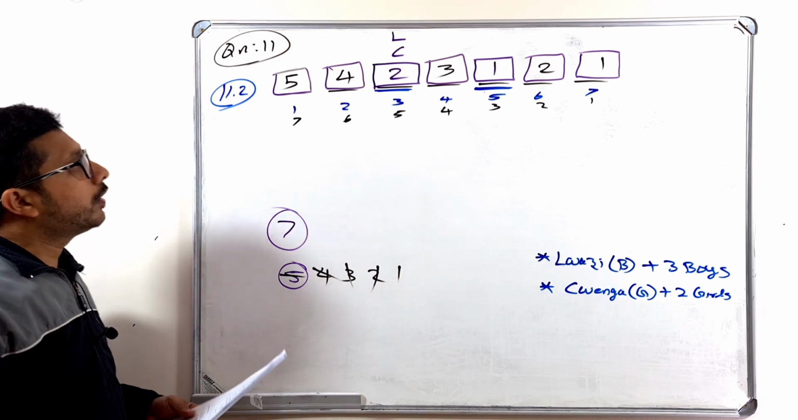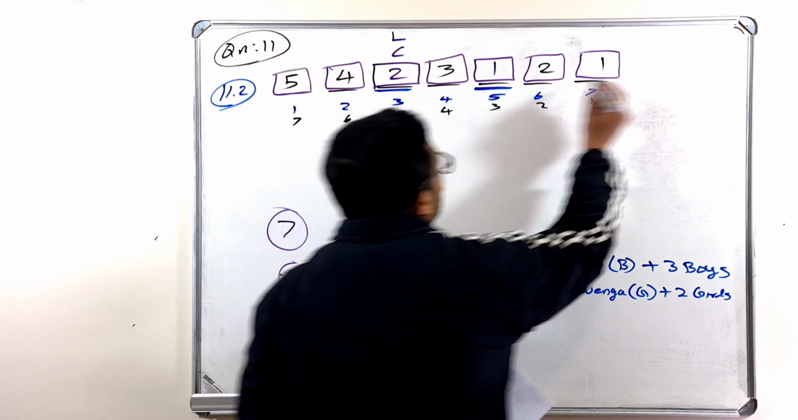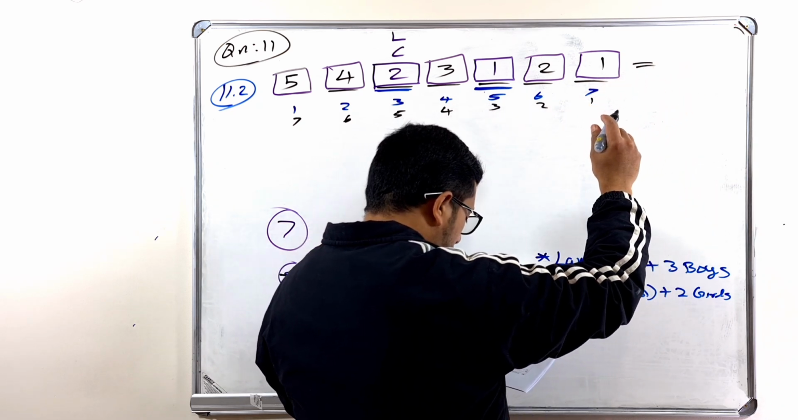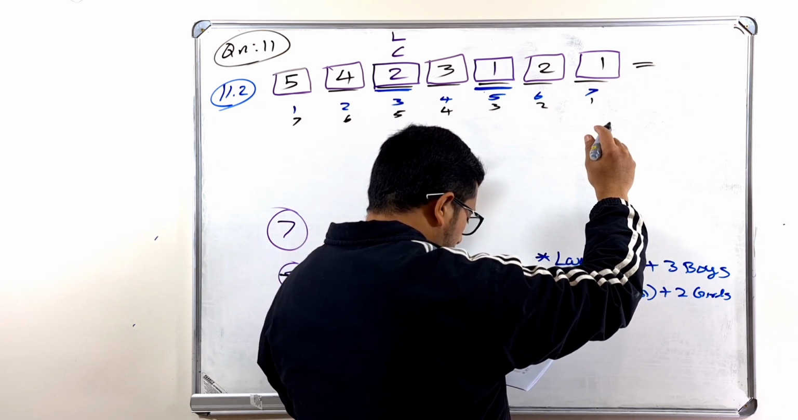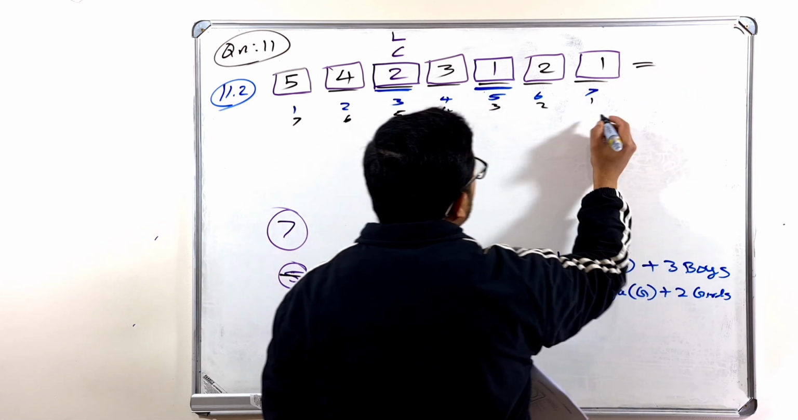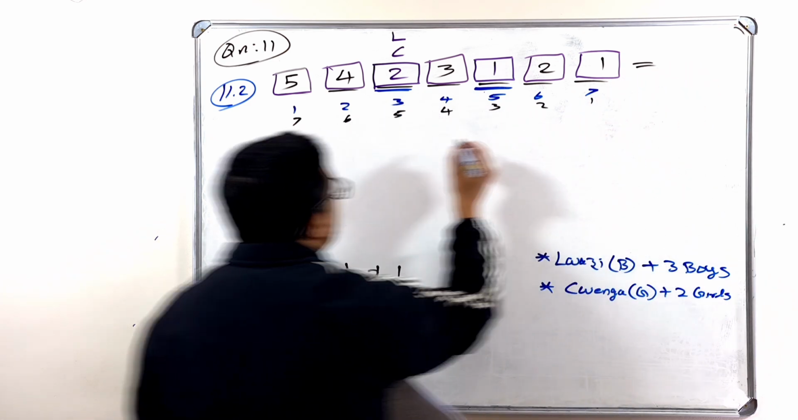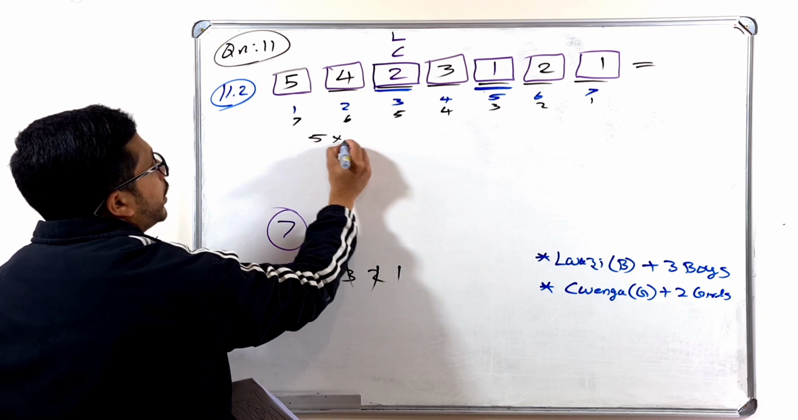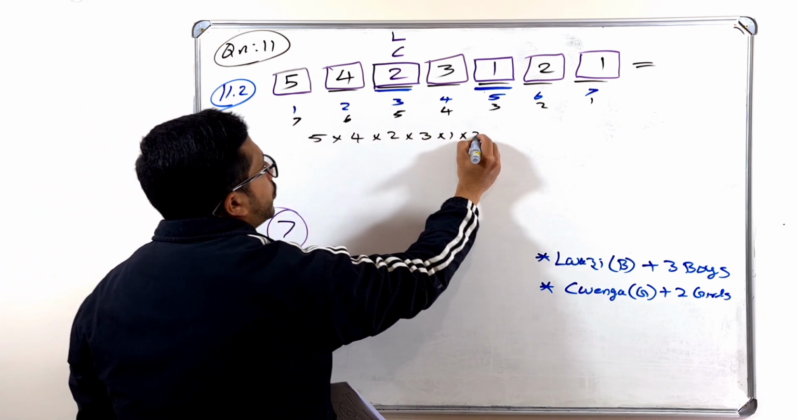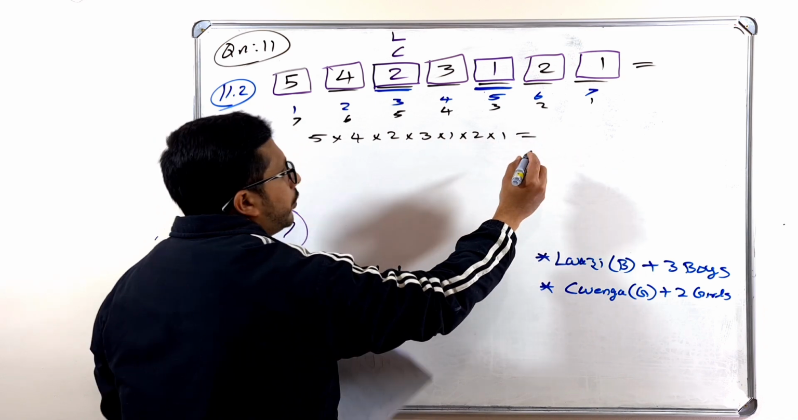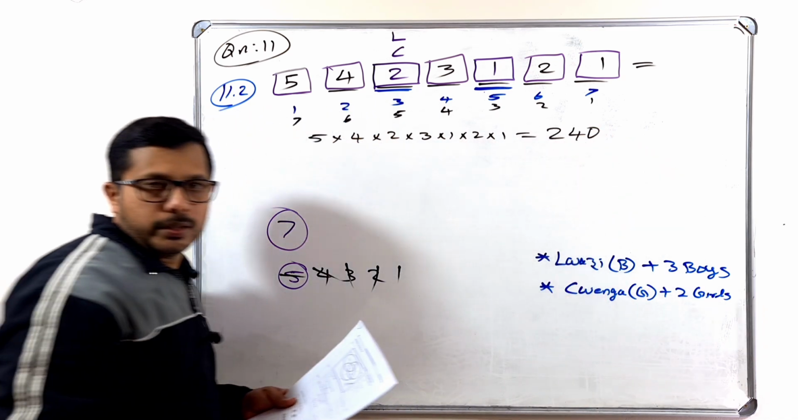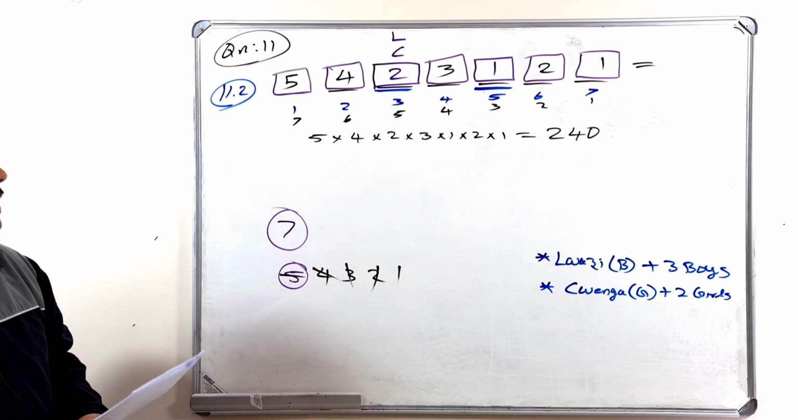For the total options, you have to multiply all of those, and you can check in your calculator. Let me write it here: 5 times 4 times 2 times 3 times 1 times 2 times 1. In your calculator you will get 240. So that is the first step.